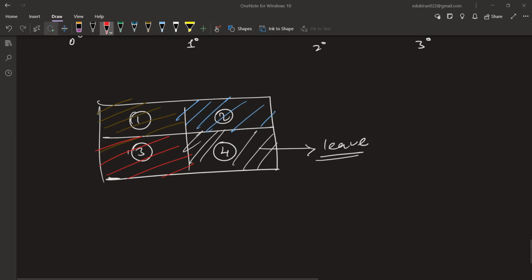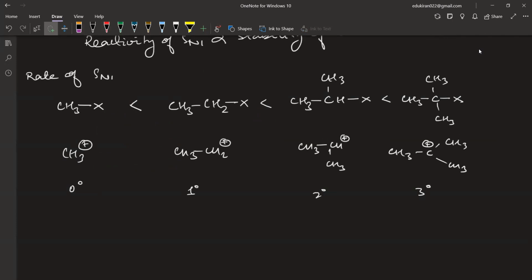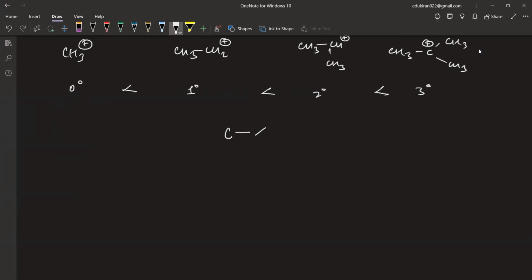Okay, fine. So for SN1, the leaving group leaves earlier, then the nucleophile comes and attacks. That means formation of carbocation will be stable if it has brothers. So 3 degree is most stable, after that 2 degree, after that 1 degree, and hence this is the rate of SN1. Is that clear? SN1 will be faster if the carbon bonded to X, known as the alpha carbon, has brothers.